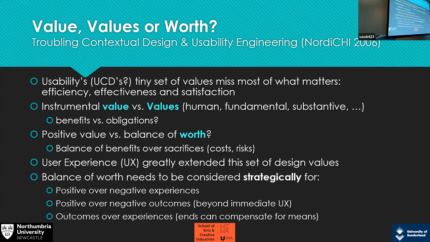So the values in play with usability were tiny compared to what matters in terms of value propositions for apps and systems and websites. There was also, at the time, value-sensitive design kicking off with Batya Friedman, and values and value are not the same thing. I put a big V on values. Value is about benefits. Values often is more about obligations. They're heavier, they're bigger, they're human values, they're substantive values, they're fundamental values. And a lot of people in the field have tried to elevate the small set of values of justice or whatever above everything else, which isn't particularly helpful because they're just far too abstract to design with.